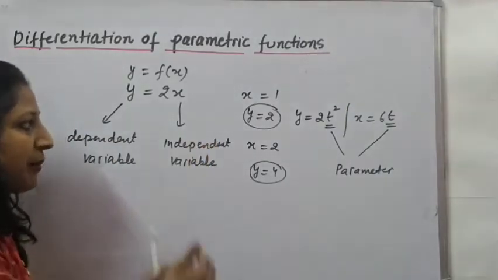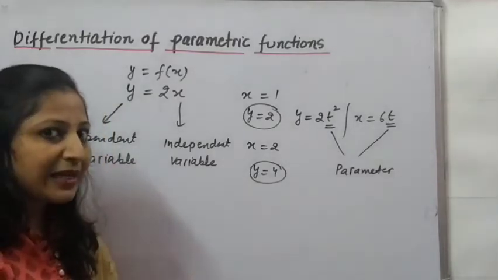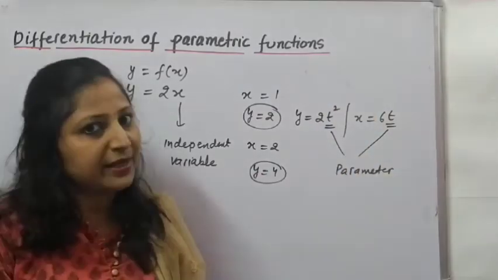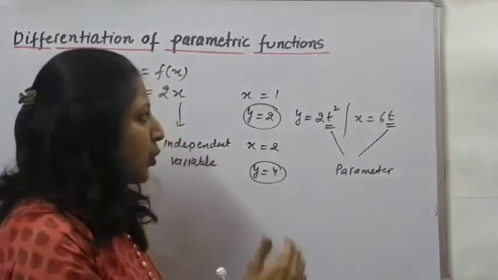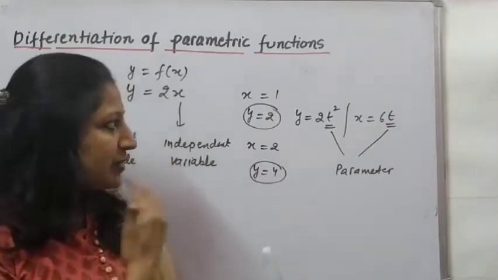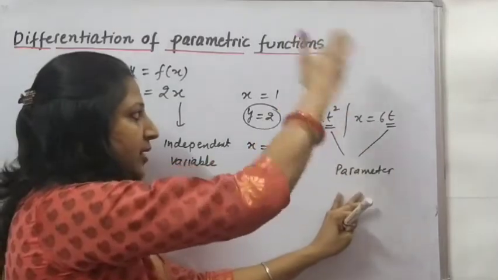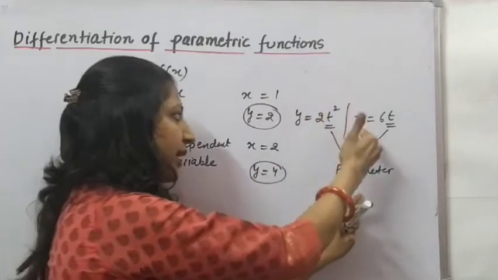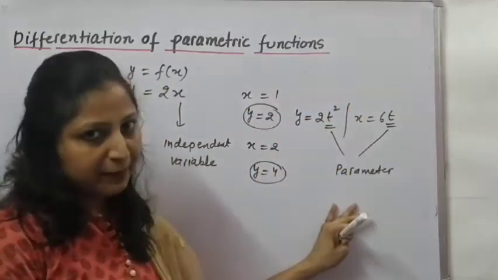So in case of parametric functions, our dependent variable is not directly a function of x only, but both y and x are functions of a third variable t, and this third variable may be t, it may be theta, right? This third variable is known as the parameter, and this form of function is known as parametric form, where y is not directly a function of x, but both y and x are functions of a third variable, right students?